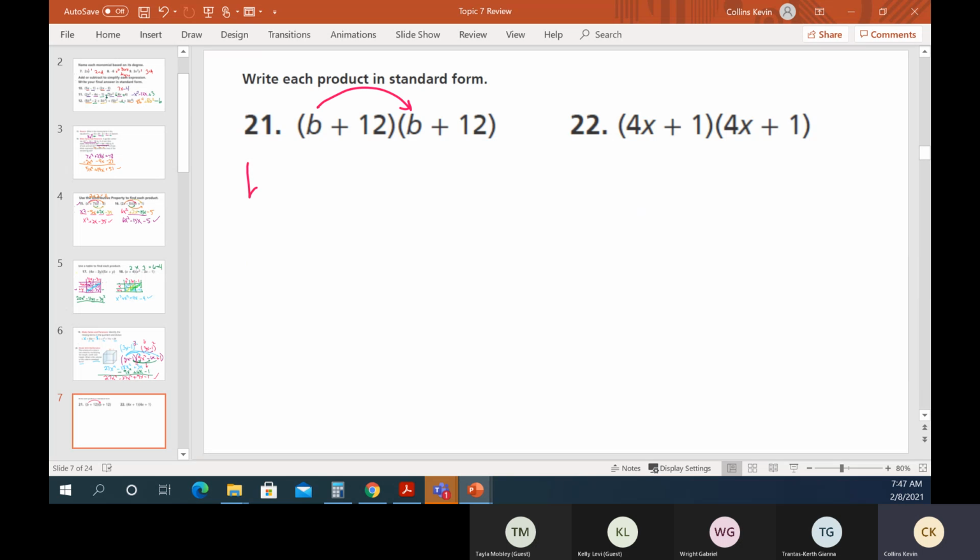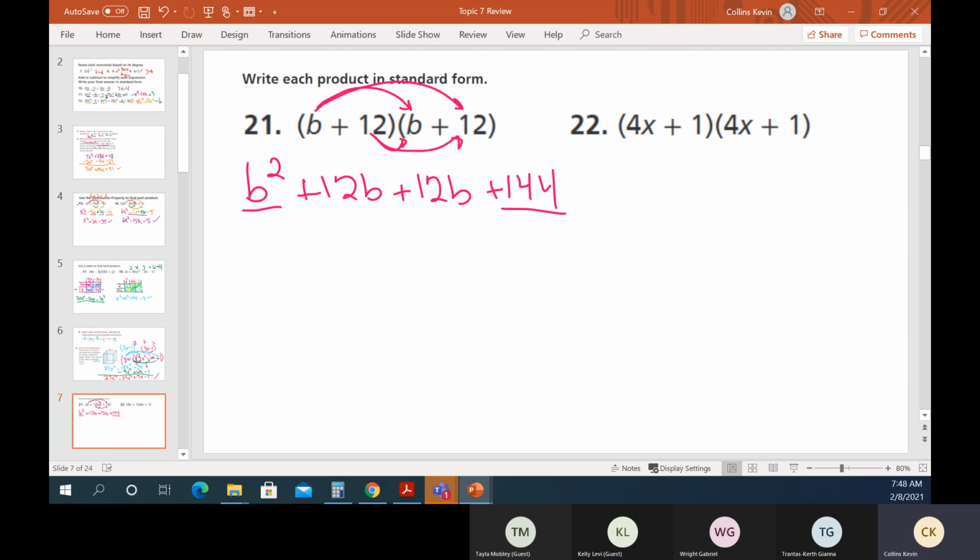So I've got b times b, that's b squared. I've got b times 12, that's plus 12b. Move on to the 12. So 12 times b is another plus 12b. And then finally 12 times 12, which is the last one on our times table, is 144. So as predicted, what we did was we squared the first guy, squared the last guy, and then notice the two guys in the middle both gave us 12b.